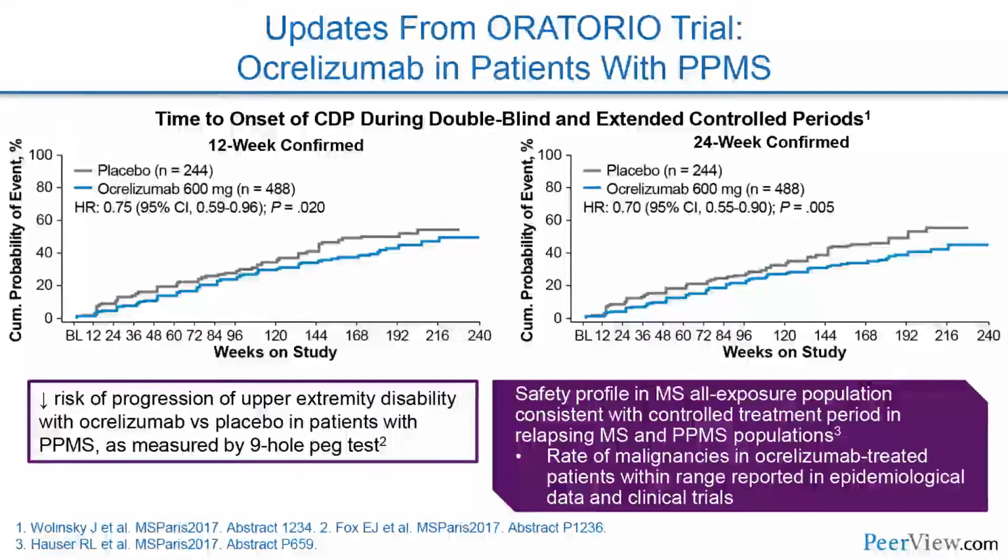Looking at updates from the ORATORIO trial, we saw the significant and clinically meaningful benefit of reducing disability progression seen with ocrelizumab in patients with primary progressive MS persists and is durable with ongoing treatment. Ocrelizumab treatment lowered the risk of progression of upper extremity disability, as measured by the 9-hole peg test, compared to placebo in patients with PPMS.